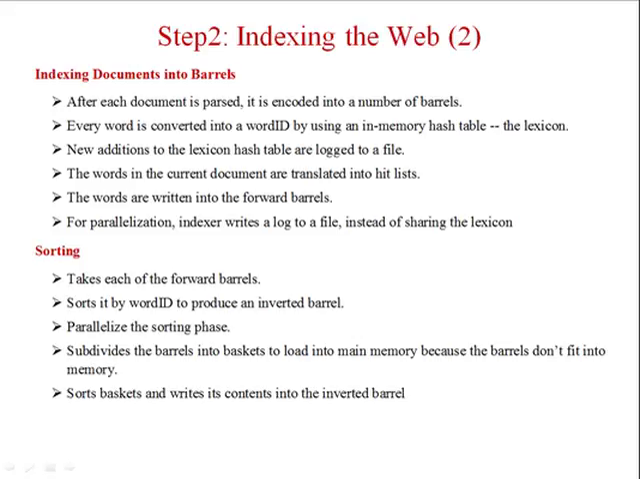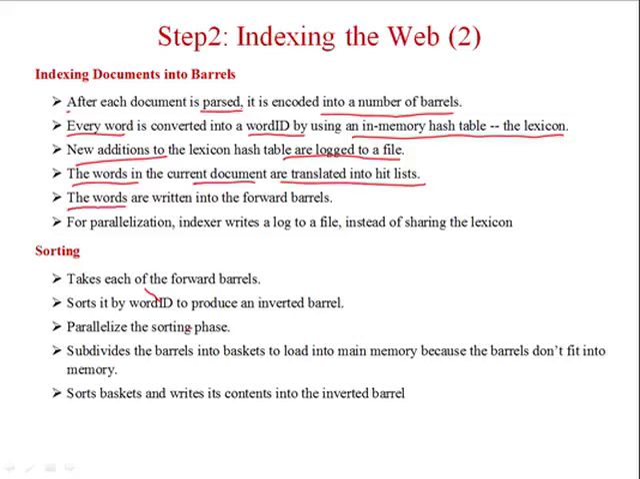Indexing the documents into barrels. After each document is parsed, it is encoded into a number of barrels. Every word is converted into a word ID by using an in-memory hash table called the lexicon. New additions to the lexicon hash table are logged to a file. The words in the current document are translated into hit lists, and the words are written into the forward barrels.